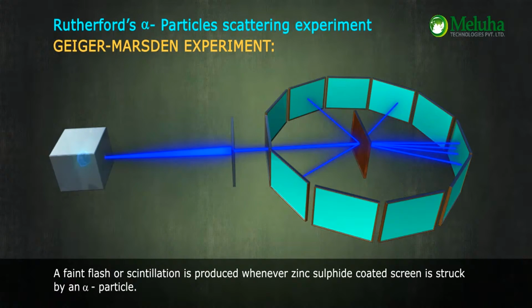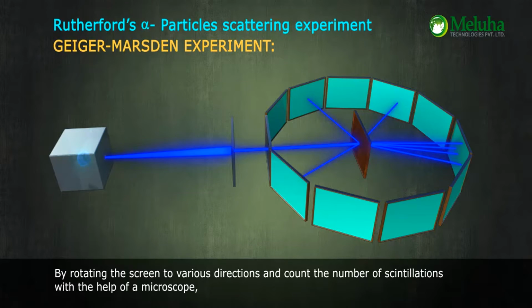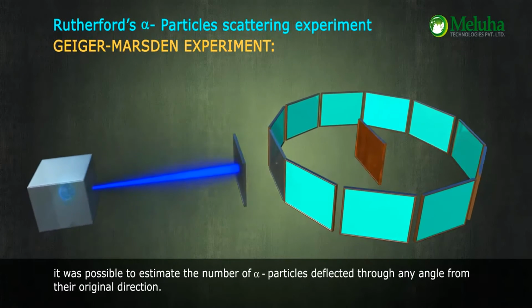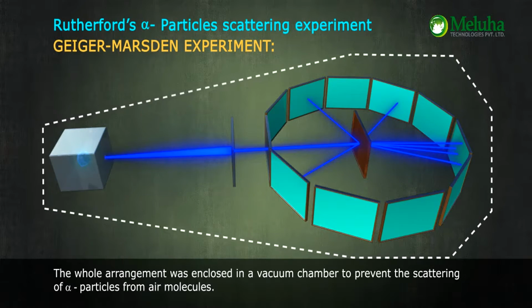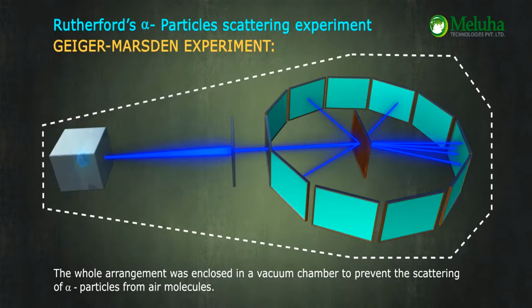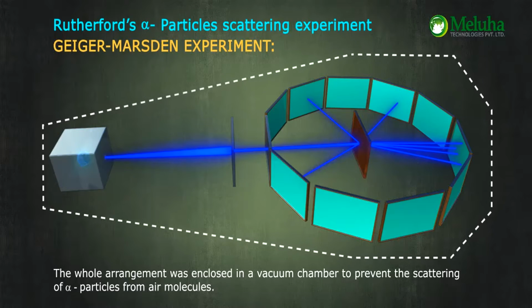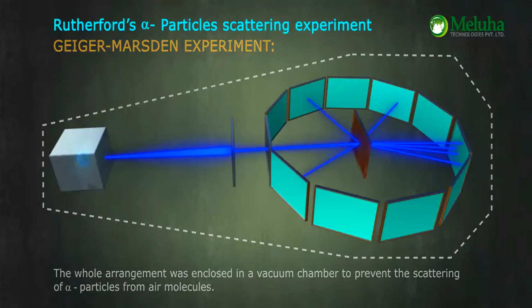A faint flash or scintillation is produced whenever the zinc sulfide coated screen is struck by an alpha particle. By rotating the screen to various directions and counting the number of scintillations with the help of a microscope, it was possible to estimate the number of alpha particles deflected through any angle from their original direction. The whole arrangement was enclosed in a vacuum chamber to prevent the scattering of alpha particles from air molecules.